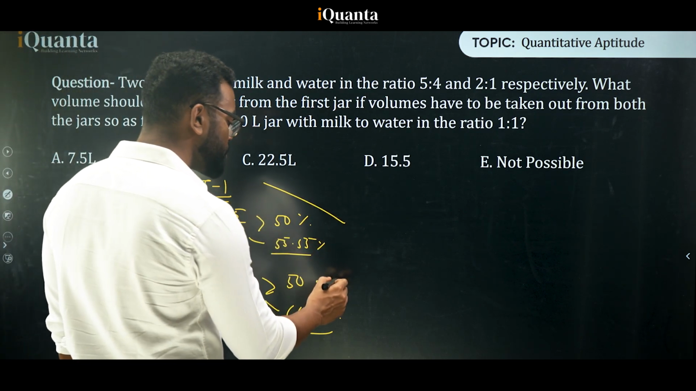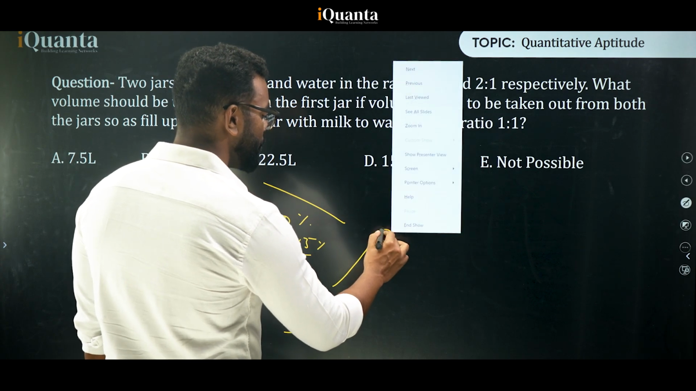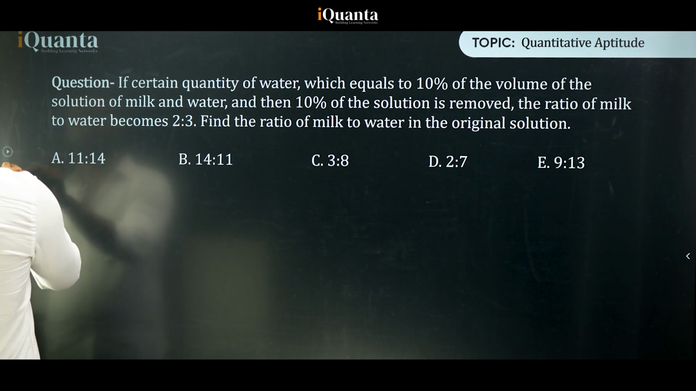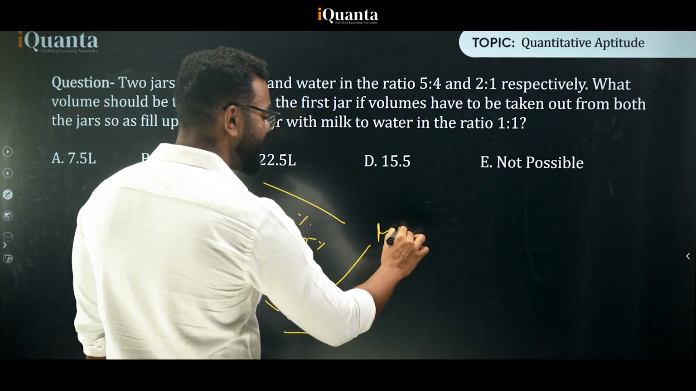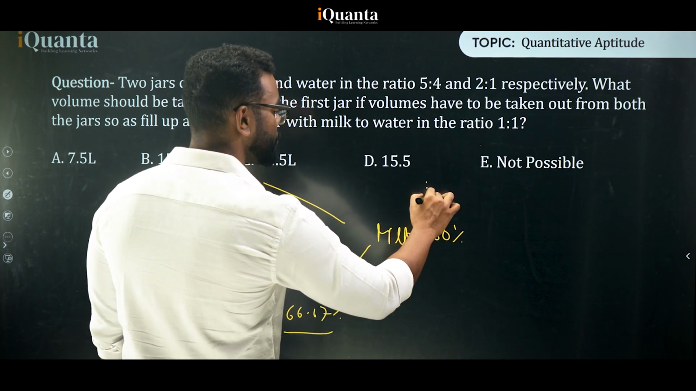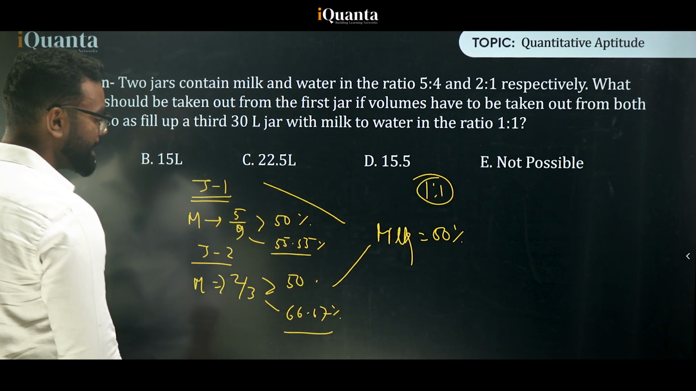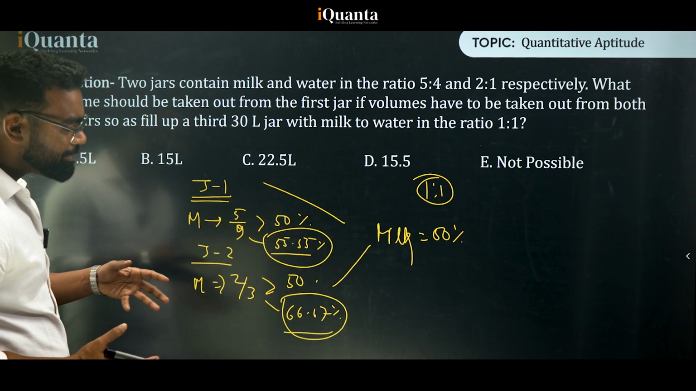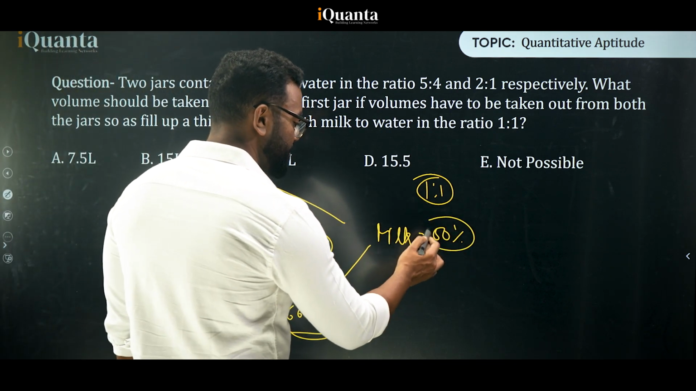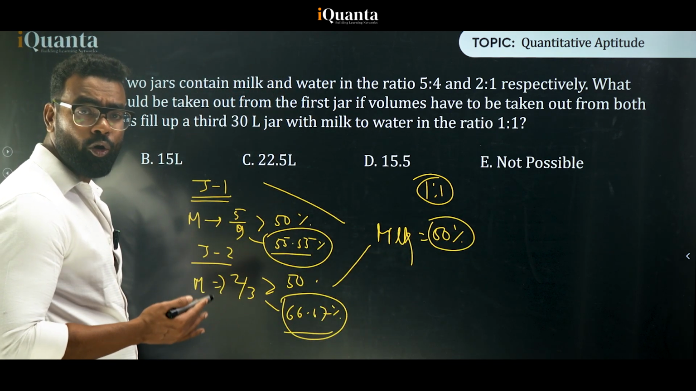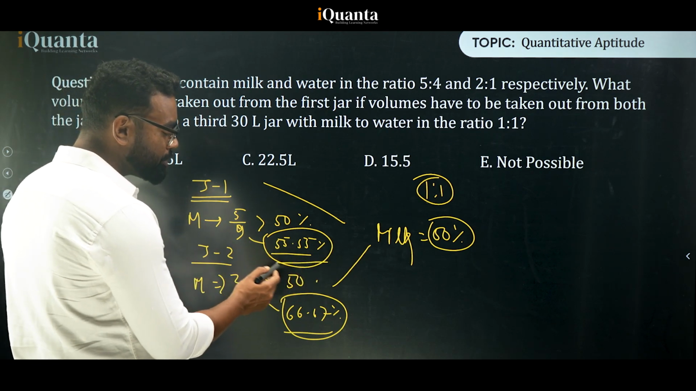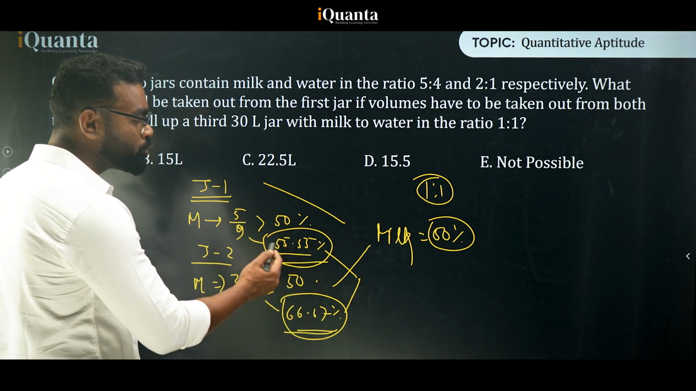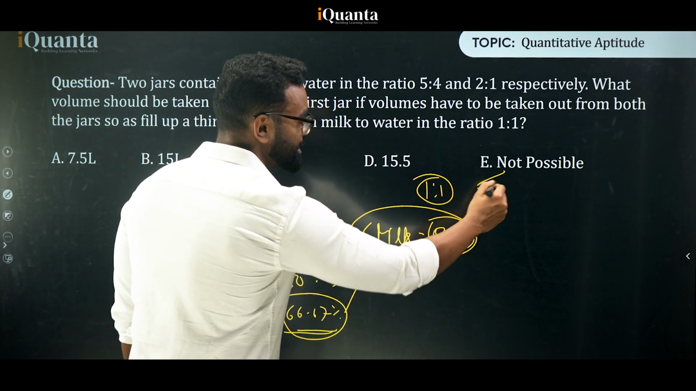Now I need to mix these two things to make a mixture where the milk has to be 50%, right? Because 1:1 means 50% milk. Now think about it, somewhere I have 55.55% and somewhere I have 66.67%. By mixing these two things, we cannot have 50%, because I know the average is always between the smaller value and the higher value. This is the least value, this is the highest value, so your average has to be in between. So it is not possible to get 50% milk by mixing these two. Hence your answer is not possible.